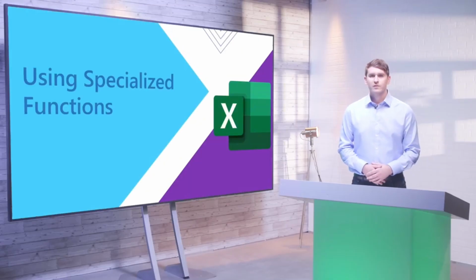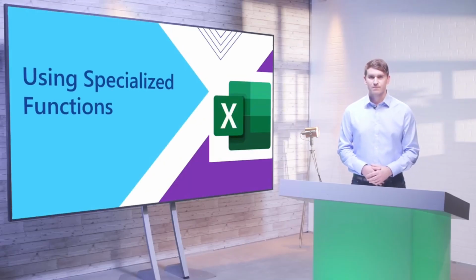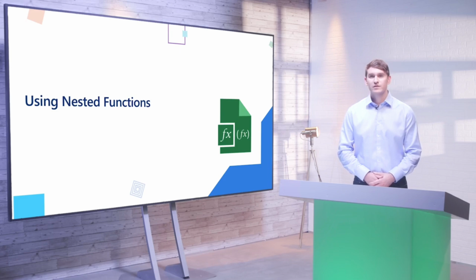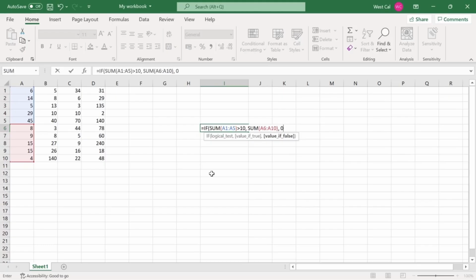Let's have a look at how to use specialized functions in Excel. Some situations require that a function be nested inside of another function. This means that you're using the results of the nested function as arguments. Using another function as one of the arguments in the formula expands what the original function can do. Here is an example of a nested function.